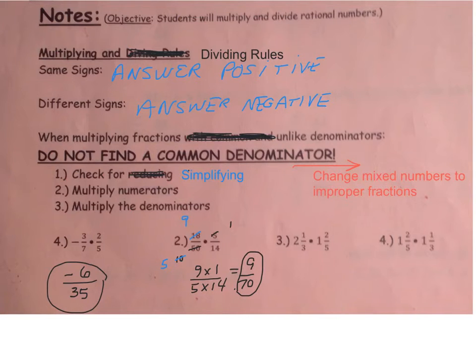Next one. Change to improper, so I have 7/3 times 7/5. Do not need a common denominator. This will just be 49/15ths. And the final one, I want you to pause. I want you to do it right now. And I'm going to check tomorrow in class. So go ahead and pause. And I'll be looking for number 4 in class. Moving on.